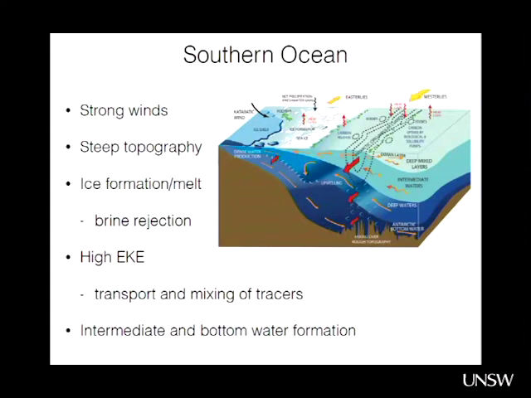I said all the things that need saying. Strong winds, yes, steep topography, ice formation and melting. So it's very high adiabatic energy because of the winds. So you have a lot of transport and a lot of mixing due to that. And we have intermediate and bottom water formation.